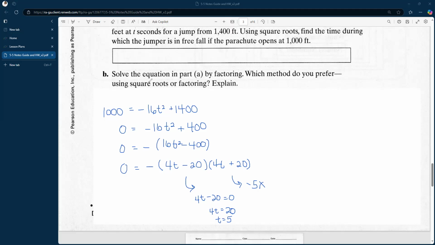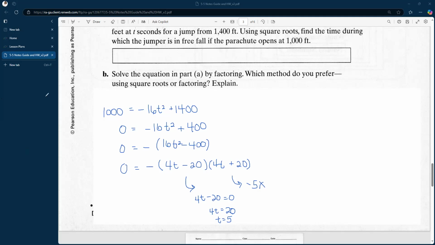And the question asks, which method do you prefer, and explain. And there's really no right answer. My preferred method would be graphing, but I also like solving by square roots. It's a little bit easier than solving by factoring. But you may prefer factoring. Again, there is no right answer to this question.